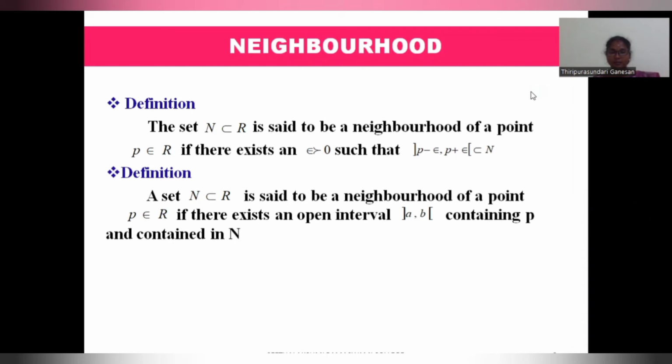Now I give the definition of neighborhood. A set N subset of R is said to be a neighborhood of a point p belonging to R if there exists an epsilon greater than 0 such that the open interval (p minus epsilon, p plus epsilon) is contained in N. The alternative definition is: a set N subset of R is said to be a neighborhood of a point p belonging to R if there exists an open interval (a, b) containing the point p and it is completely contained in N.